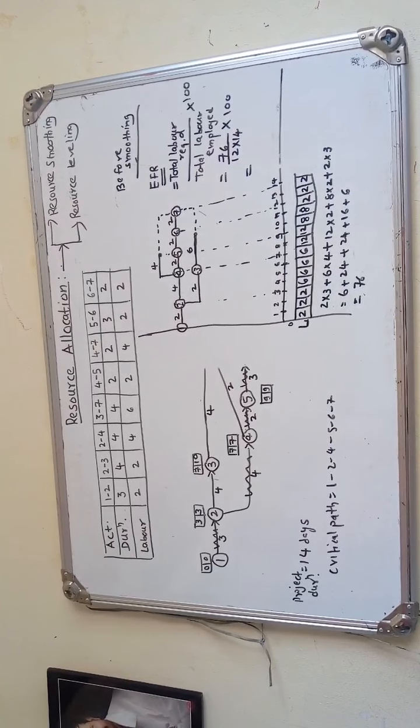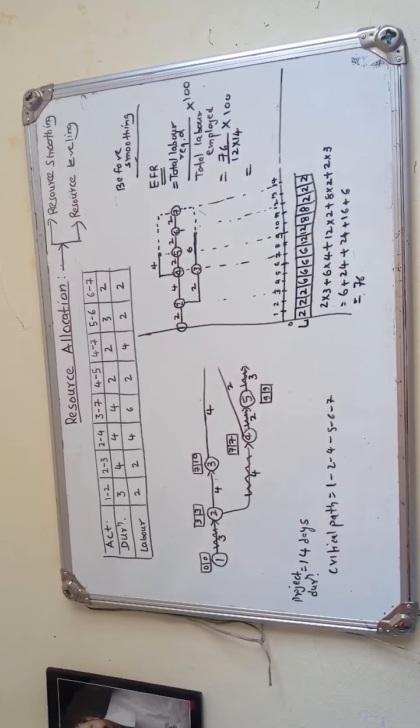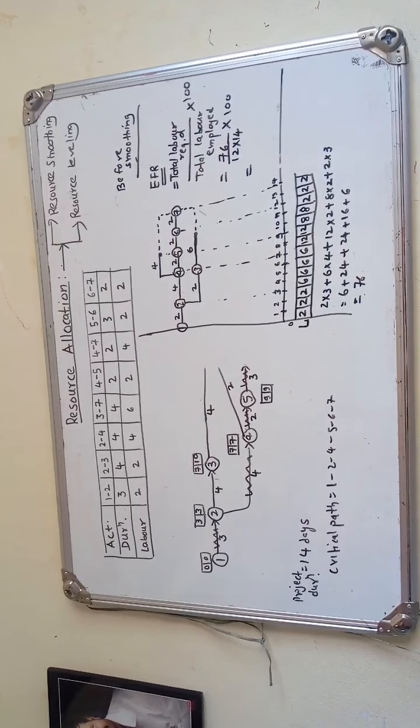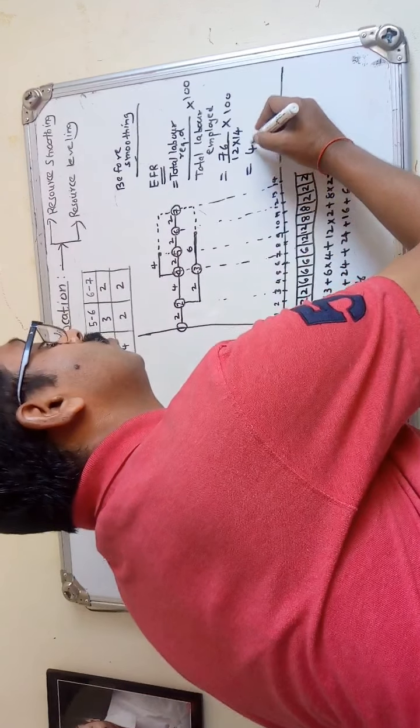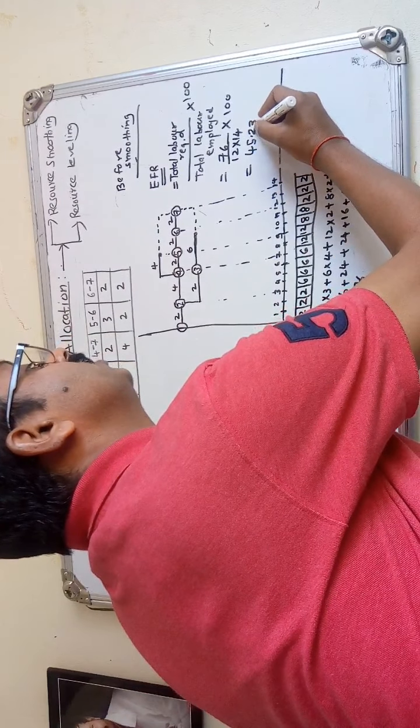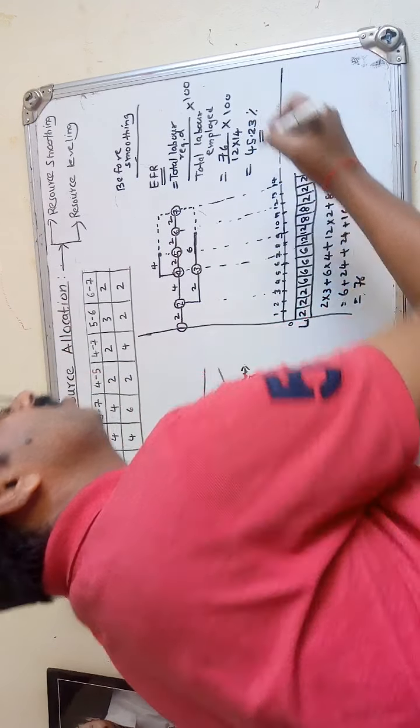So you have to solve it. 76 upon 168 into 100. So 45%, 45.23%. That is the initial force ratio you got.